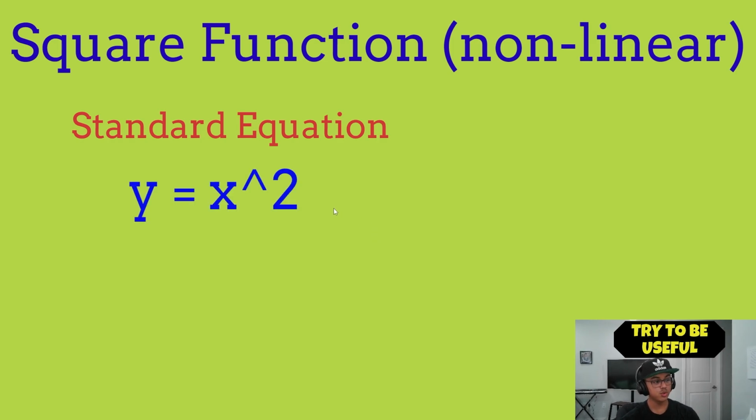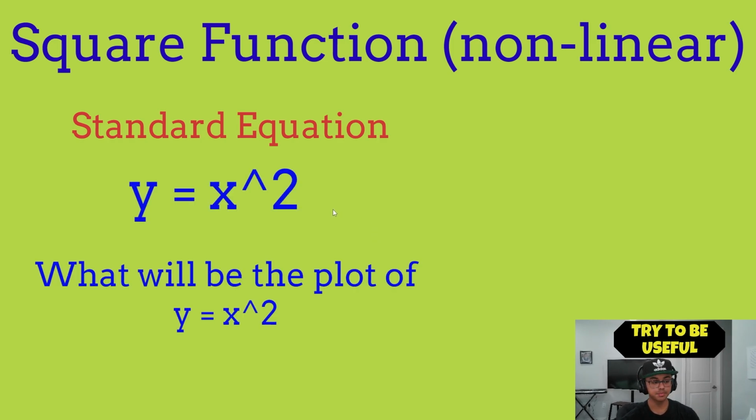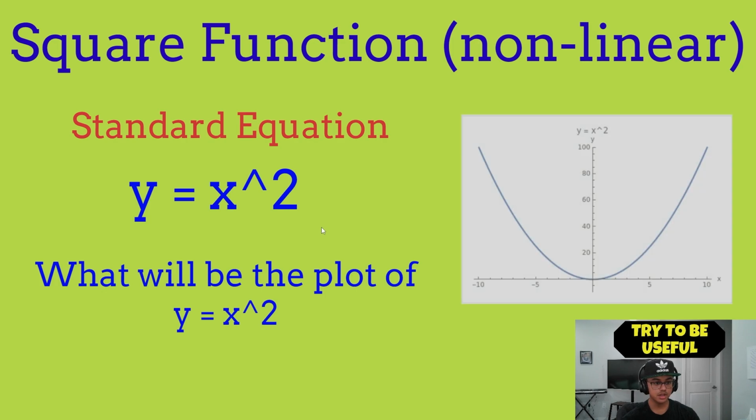So here's the standard equation: y is equal to x squared. And what will the plot for this look like? This is how it looks like. So we can see, based on y is equal to x squared, this will always be positive. There's going to be no negative numbers, because if you have a squared term, even if you have a positive or negative number for x, your answer will always be positive.